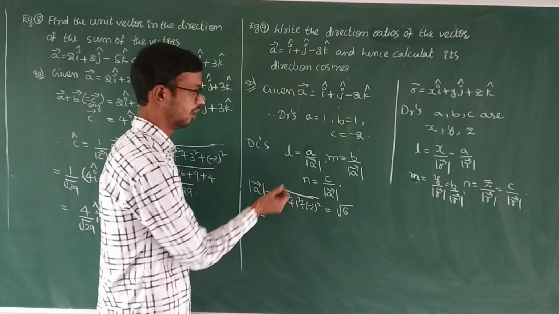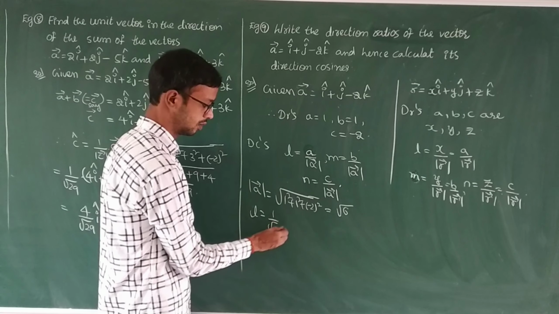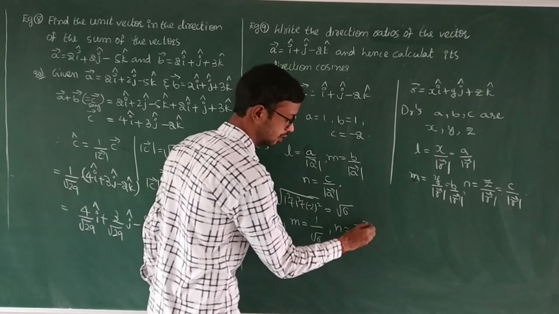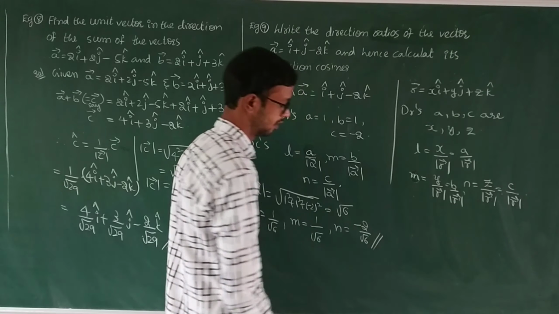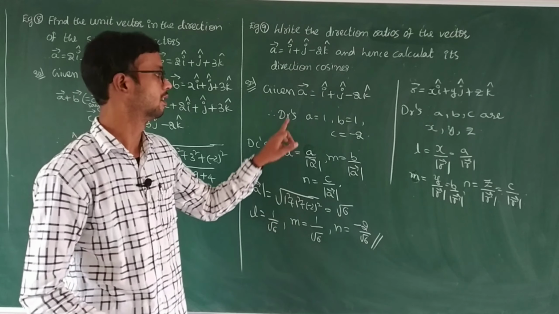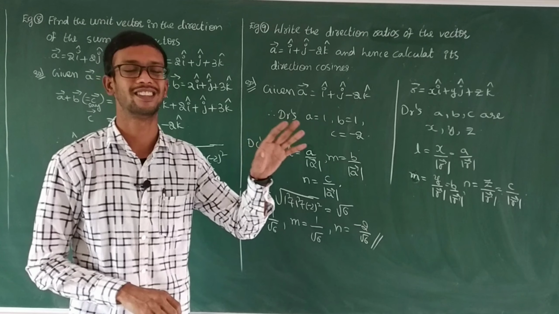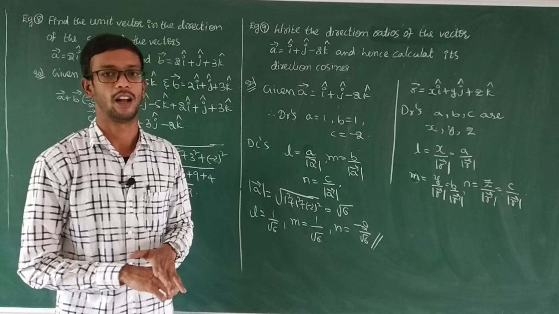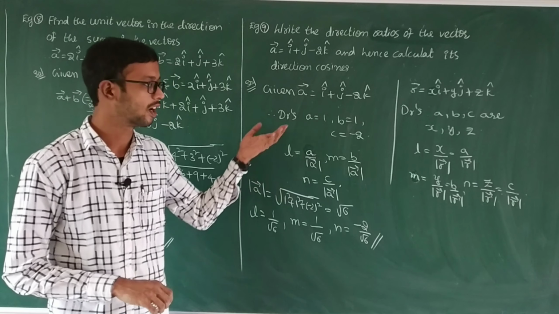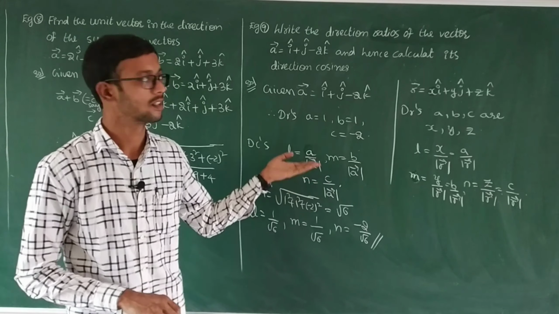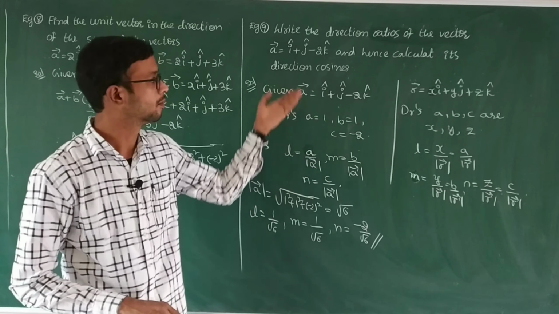So l equal to 1 by root 6, m equal to 1 by root 6, n equal to minus 2 by root 6. These are the direction cosines. These are the direction ratios. Direction ratios are nothing but just the components of the vector. Next, direction cosines we can find by the formula a by magnitude of r bar. R bar is nothing but, in this problem, a bar.